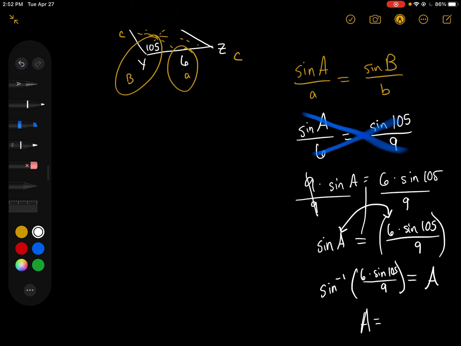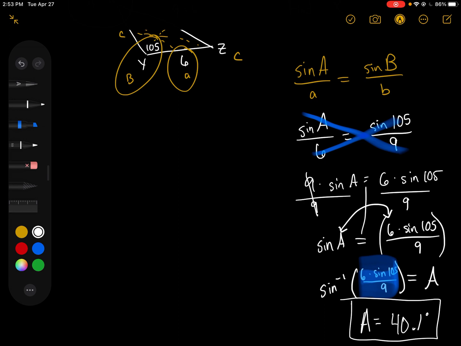And that's something that we can just pop into the calculator. So we'll do second sine to get inverse sine, and then do 6 times sine 105, close our parentheses there, hit the division sign, hit 9, close our parentheses again. So basically just typing all of this into the calculator at once, hitting enter, and we'll get an answer of 40.0, or 40.1, I guess we round it. And that is our measure of angle A.